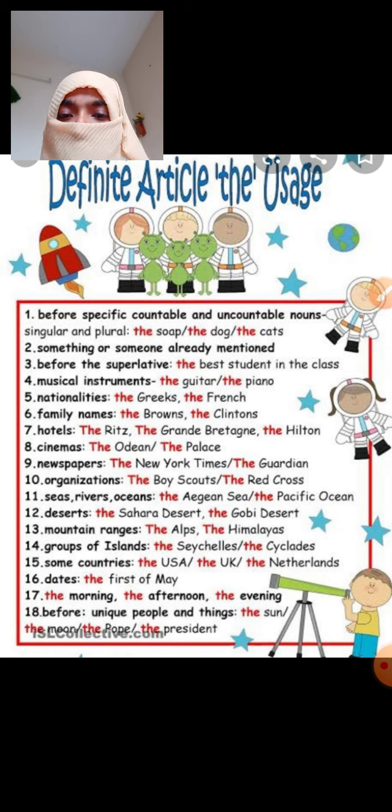Number 16, before dates. Before ordinal numbers, first, second, third, we'll use the article. Number 17, the morning, the afternoon and the evening. And the last, number 18, before any unique people or things we use the article.